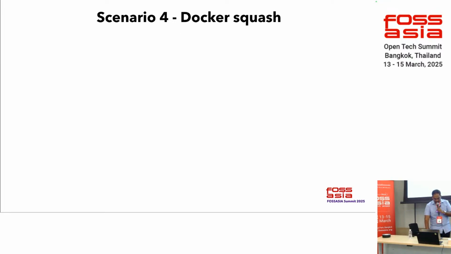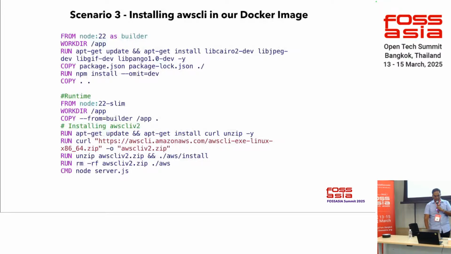Let's say I had an image where I had an rm -rf in separate lines. If I Docker squash this, then it would put all these lines in one line, and I would not have a big image size. So that's how Docker Squash will help me.